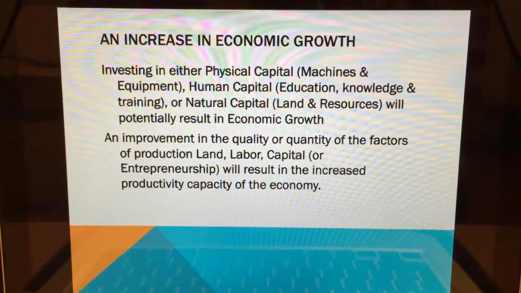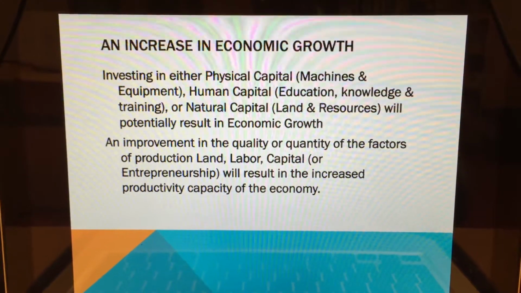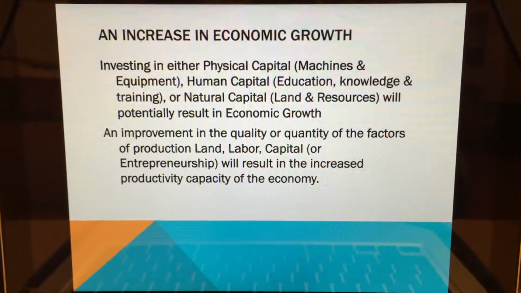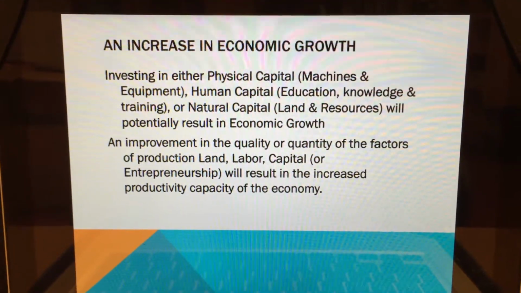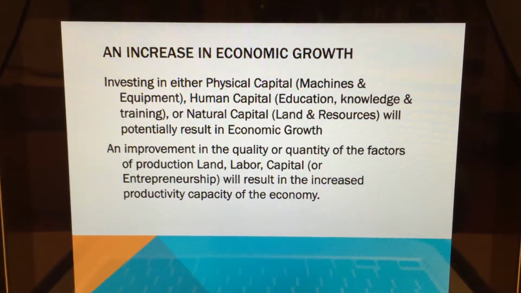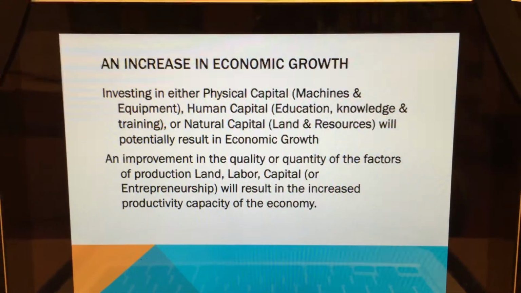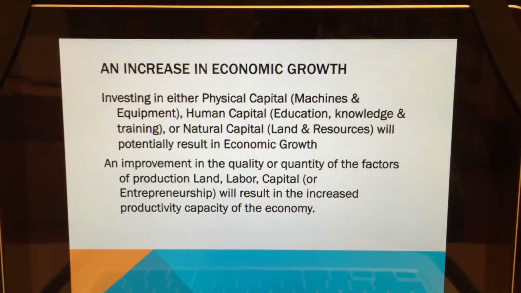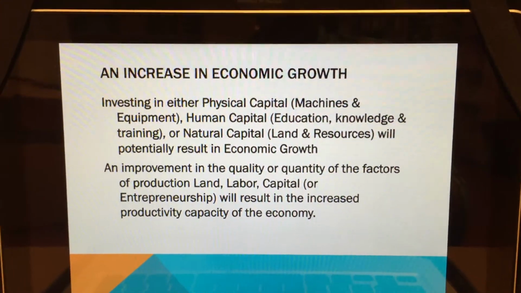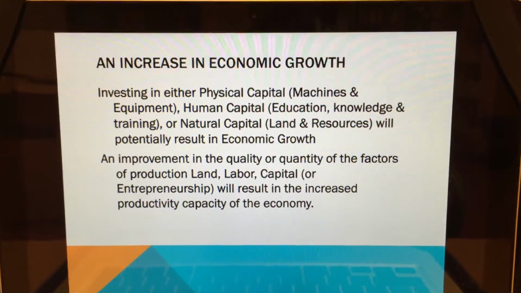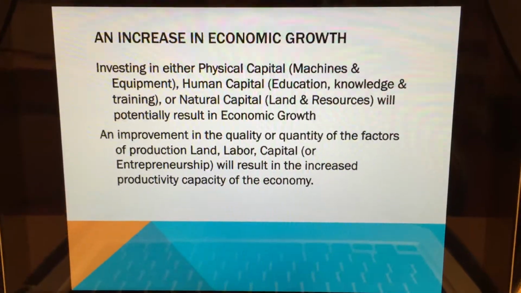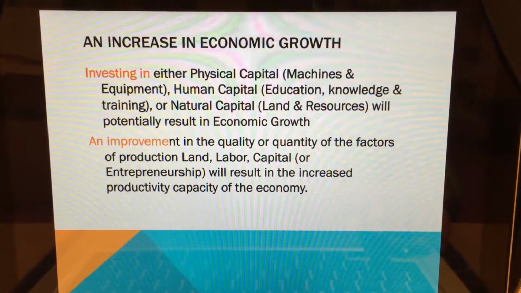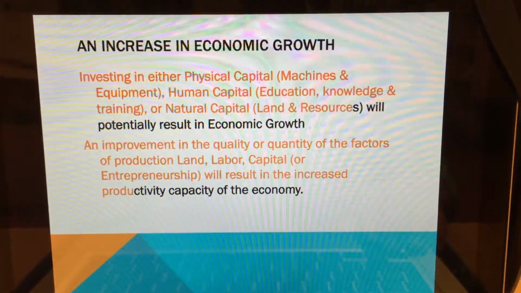Another way to think of it too is this lower paragraph where it says an improvement in the quality or the quantity of the factors of production, land, labor, capital, or entrepreneurship will result in increased productive capacity, right? So as we said earlier, if we have more investment in machines or tools, if we have an increased supply of labor or better quality labor, this could result in a shift of all three curves and ultimately economic growth. So you need to be able to explain that. Okay, so please remember that.